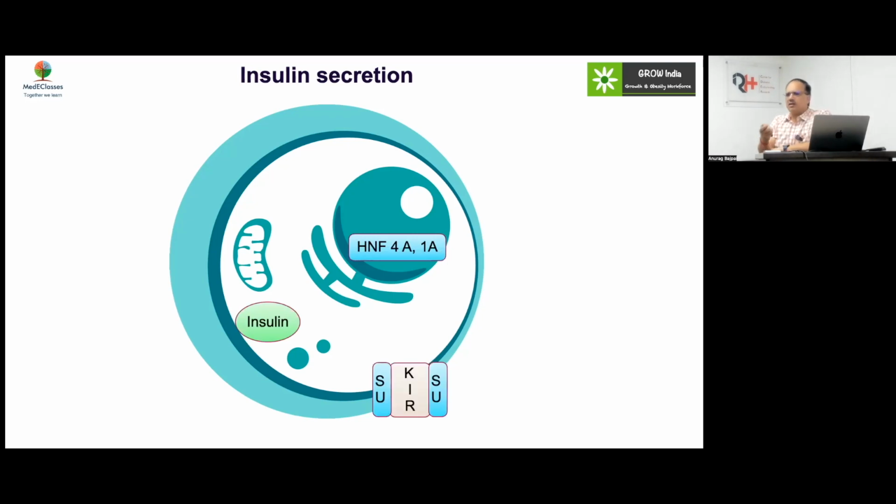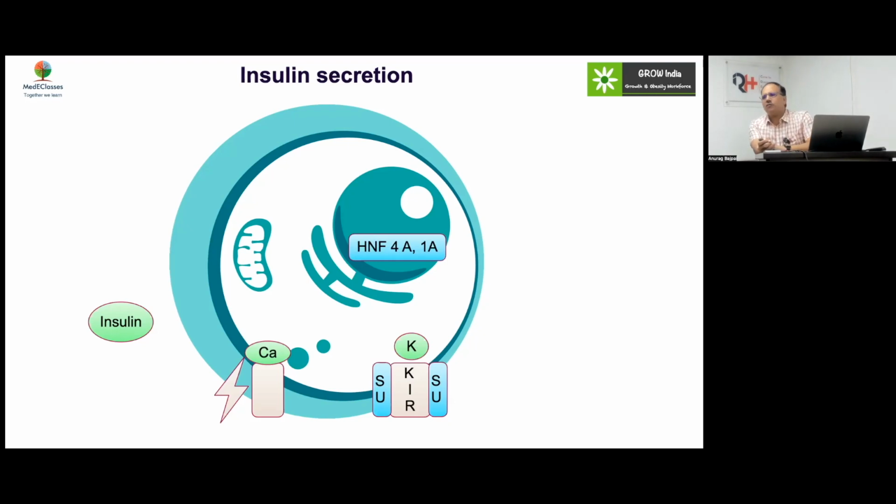HNF4 alpha, 1 alpha are the promoters. You've got the potassium channels, and you have got the insulin which is already preformed. Now, insulin is a large compound, you cannot produce it immediately, so you produce it and keep it in the vesicles. Whenever your potassium channels close, your potassium levels will accumulate, and this will cause depolarization of the membrane. Calcium will enter into the cell, and this calcium will result in insulin secretion. So closure of this potassium channel is going to cause hyperinsulinism.